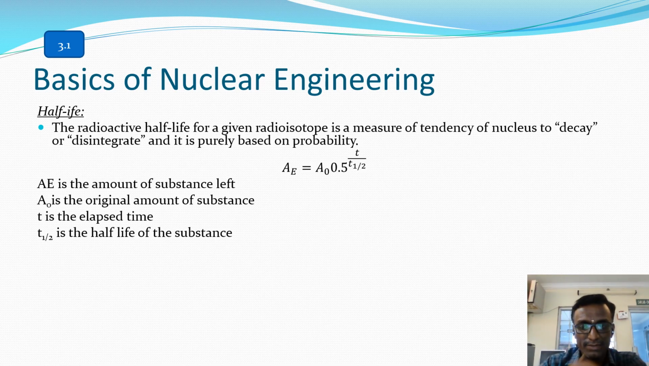So half-life is a very important characteristic of a nuclear fuel. The radioactive half-life for a given radioactive isotope is a measure of the tendency of the nucleus to decay or disintegrate, and it is purely based on probability. So the half-life period has to be calculated based upon the decay period or the disintegration of the atomic particles. So what is A? A is the amount of substance left, A naught is the original amount of substance, and T is the elapsed time.